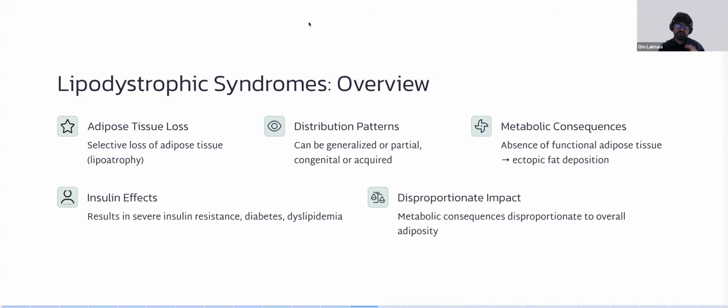If you categorize lipodystrophic syndromes, one is either generalized or partial. Generalized lipodystrophy is when in the entire body there is no fat, there are no fat cells, no adipocytes. And second is partial, where in certain parts of the body you have fat cells and in other parts you don't. And it can be either congenital lipodystrophic syndromes or acquired. Acquired ones are generally autoimmune in nature. And the metabolic consequences, of course, are absence of functional adipocytes, and then insulin resistance.